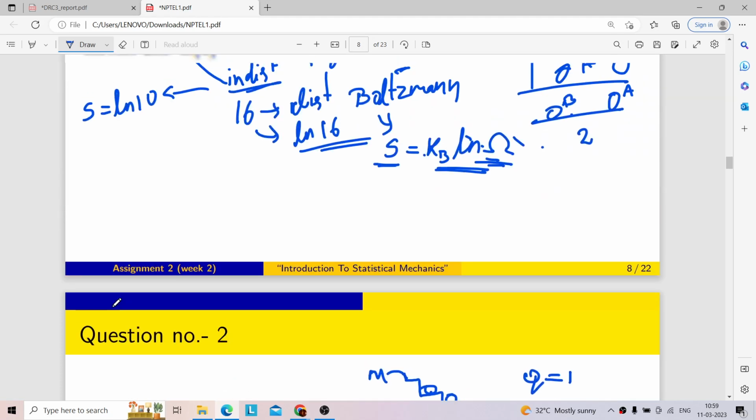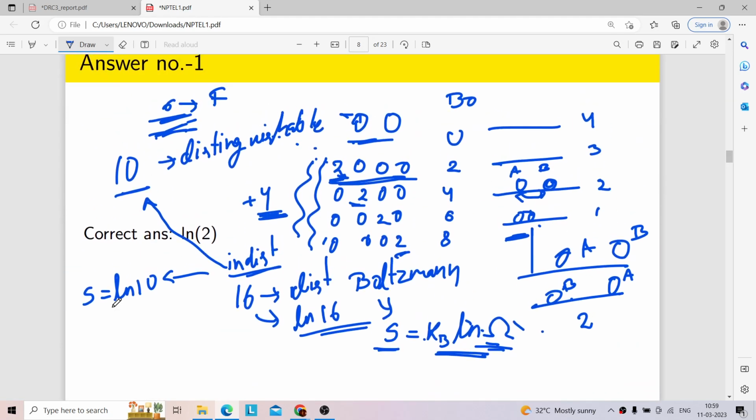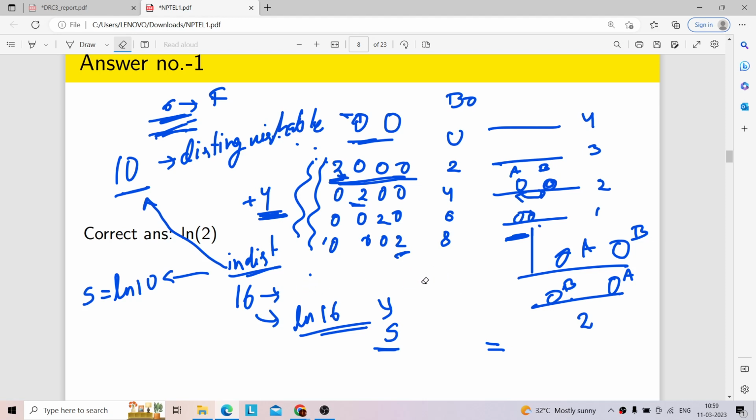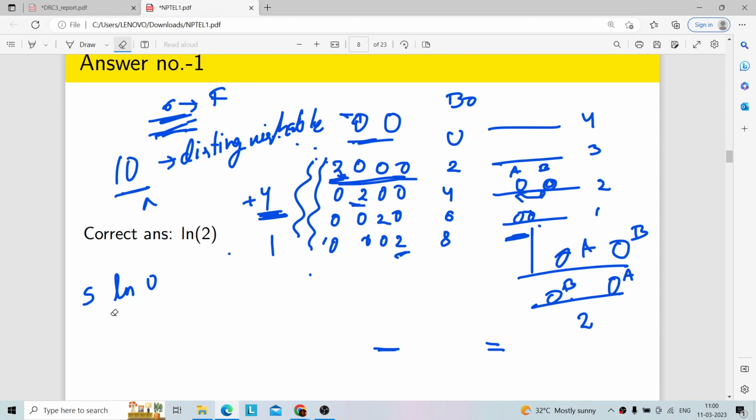Okay, it would be better if I could write them all in a single sheet. Let me write all the others.